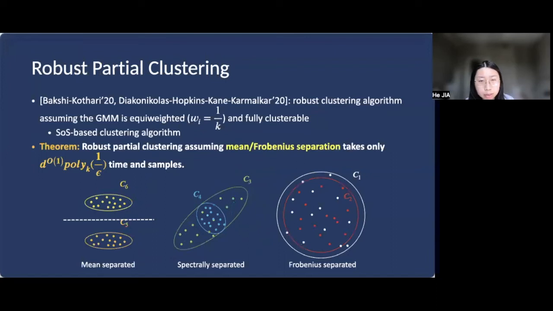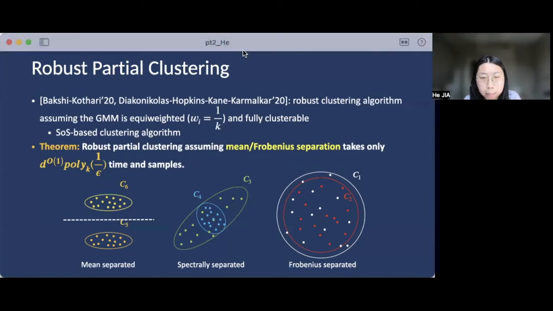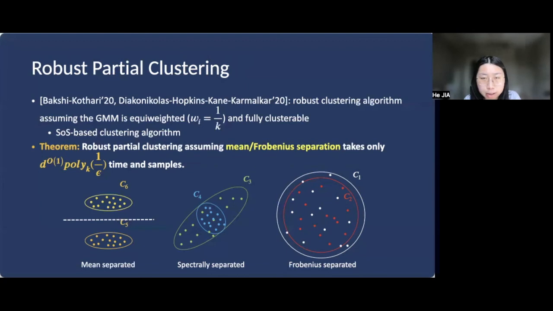Now let's move to the first technique, robust partial clustering. The robust clustering problem for Gaussian mixtures was recently solved by two groups concurrently. The first is Bakshi and Kothari, and the second group is Diakonikolas, Hopkins, Kane, and Karmalkar. Both gave a robust clustering algorithm with two assumptions. The first assumption is that the Gaussian mixture is equi-weighted, that means always w_i equals 1 over k. The second assumption is that the mixture is fully clusterable, so each pair of components is separated in total variation distance. But here we need an algorithm that solves the general case: we want to handle arbitrary weights, and we want the algorithm to work even if only some of the components are separated.